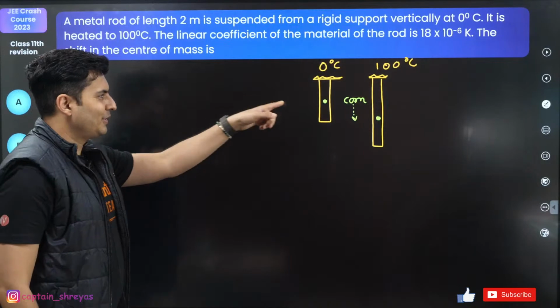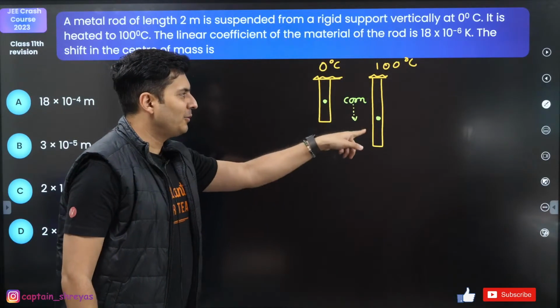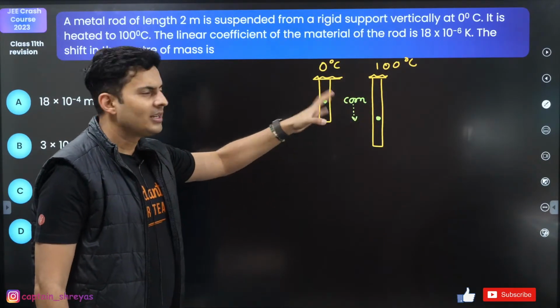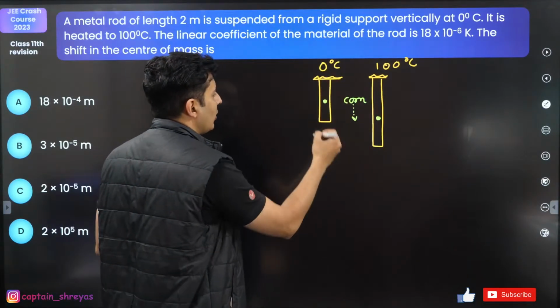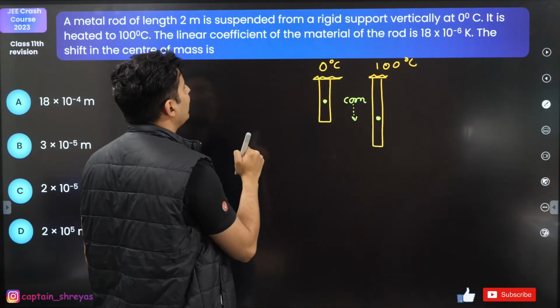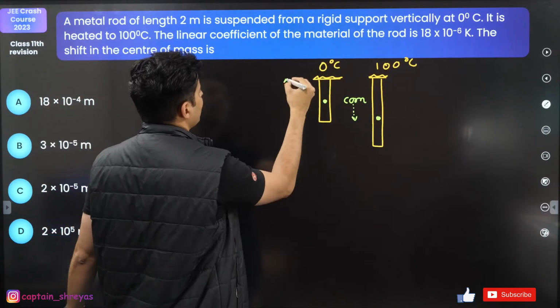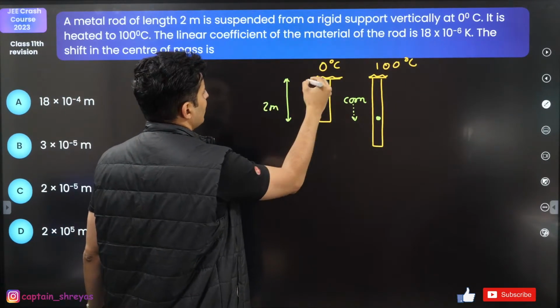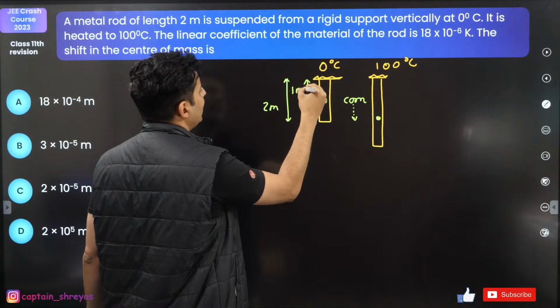Okay, so this is a rod. Center of mass will shift because the rod will expand, obviously. Where will the center of mass be? If the rod's length is L, it will be at exactly half the length. What is the length of the rod? It is clearly mentioned that it is 2 meters. So actually it will be at 1 meter.